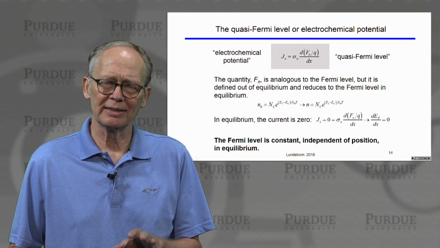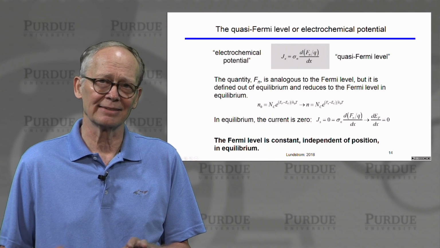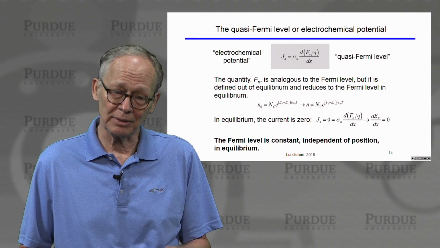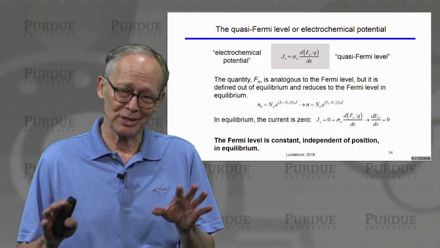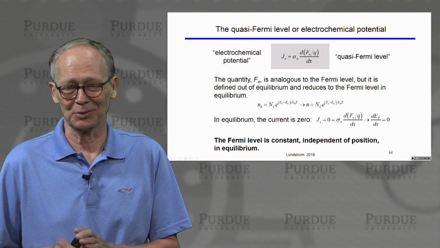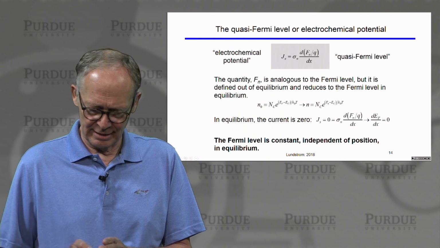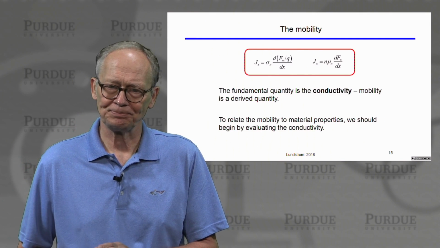We have been assuming that the temperature of the two contacts is the same, even if the temperature of the two contacts is different. In equilibrium, the temperature of the two contacts would not be different. So the Fermi level is independent of position in equilibrium, an important concept to remember.